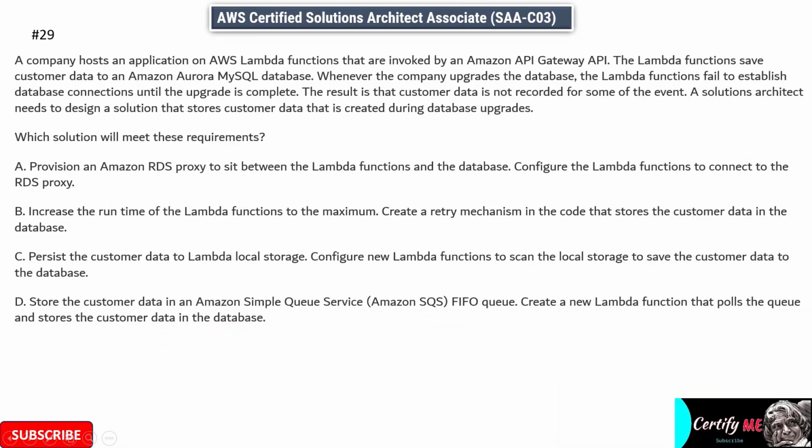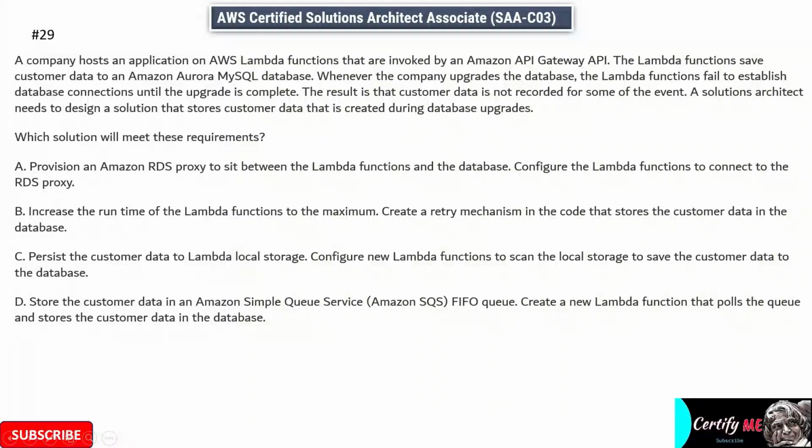A company hosts an application on AWS Lambda functions that are invoked by an Amazon API Gateway API. The Lambda functions save customer data to an Amazon Aurora MySQL database. Whenever the company upgrades the database, the Lambda functions fail to establish database connections until the upgrade is complete. The result is that customer data is not recorded for some of the events. A solutions architect needs to design a solution that stores customer data that is created during database upgrades. Which solution will meet these requirements?